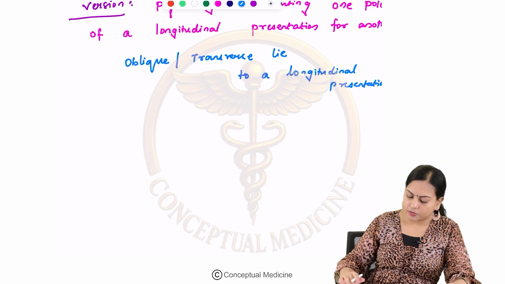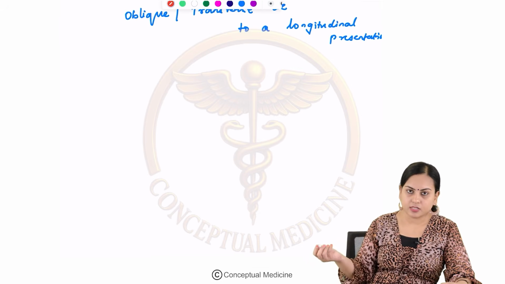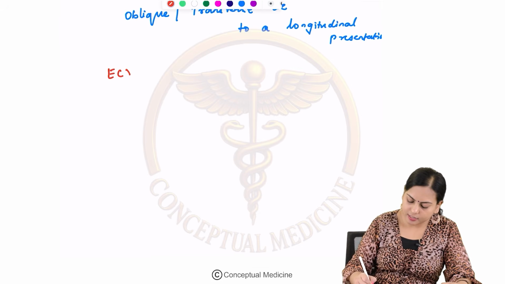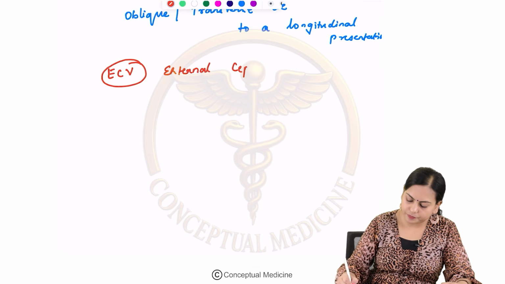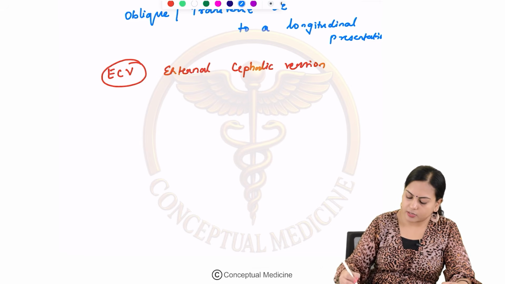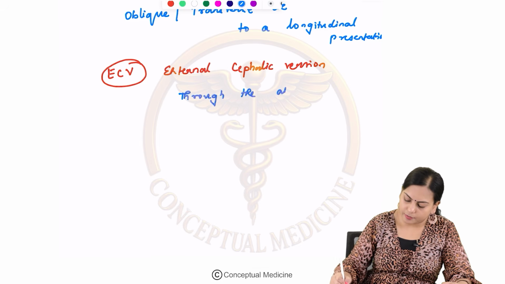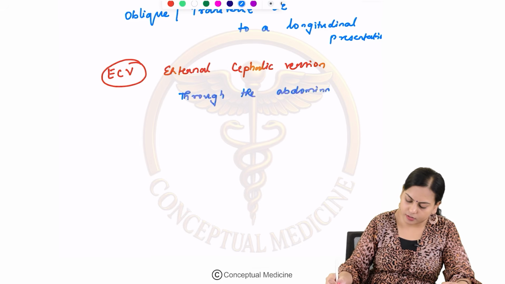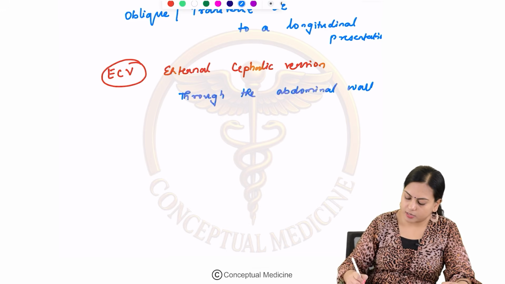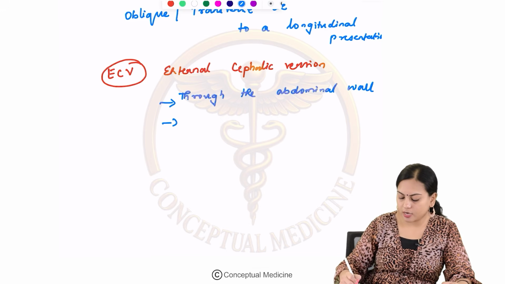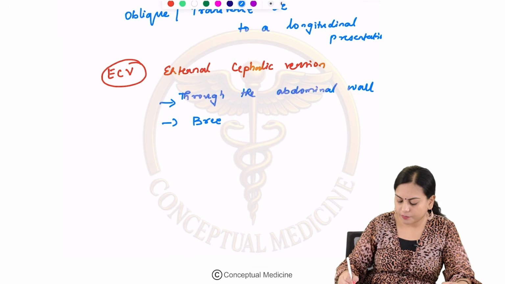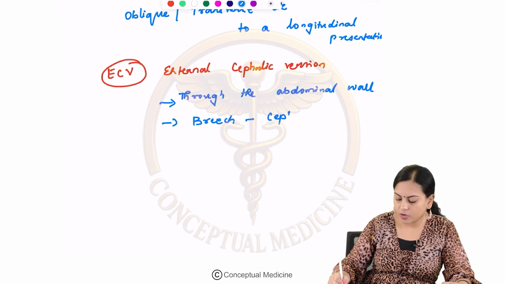Okay. So, you have two types in this. One is external cephalic version, which is shortly written as ECV. In external cephalic version, we will be performing the procedure through the abdominal wall, and you will be trying to change the breech presentation into cephalic presentation.